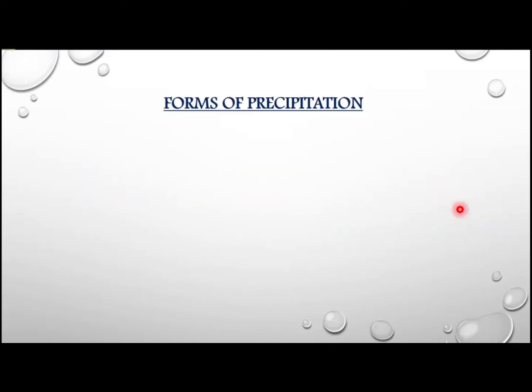Next, let's discuss forms of precipitation. As we know, precipitation can be in the form of rain, drizzle, hail, etc. So let's see them one by one. What is rain? Rain means water drops mostly larger than 0.5 millimeter in diameter. It is the most common, or most general, form of precipitation.